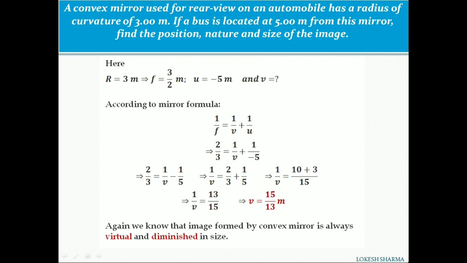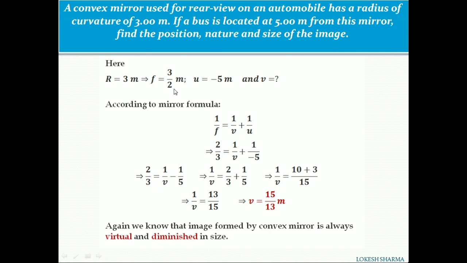Now let us do a few numericals based on the mirror formula. First question is, a convex mirror used for rear view on an automobile has a radius of curvature of 3 meter. If a bus is located at 5 meter from this mirror, find the position, nature and size of the image. Here radius of curvature is 3 meter and we know that for a mirror of small aperture, focal length is half of radius of curvature. Hence focus is 3 by 2.